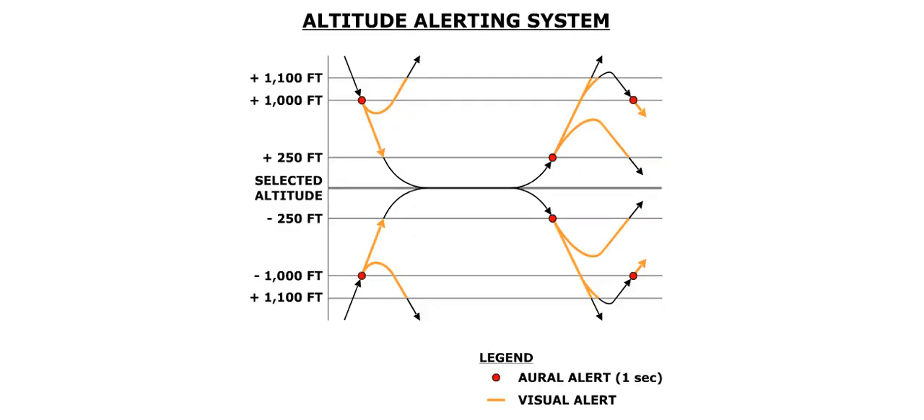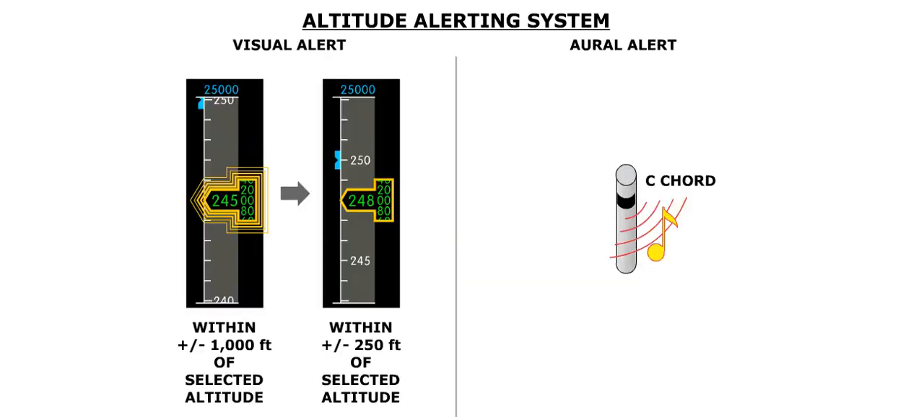The AFCS provides an altitude alerting system to alert the crew that the aircraft is approaching or departing a selected altitude. The alert consists of a visual and oral alert. The visual alert consists of a flashing yellow box around the altitude readout on the PFD. The oral alert consists of a C chord tone.